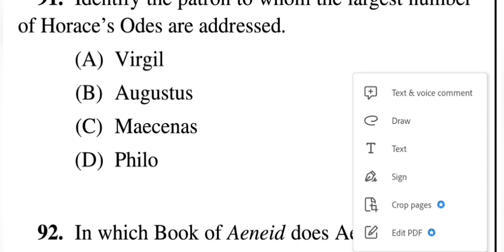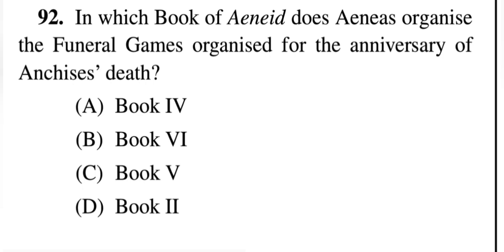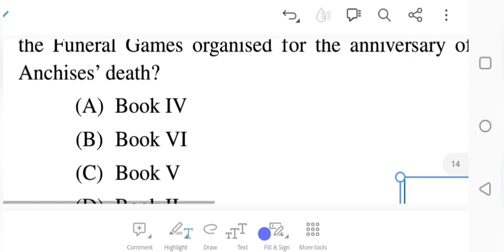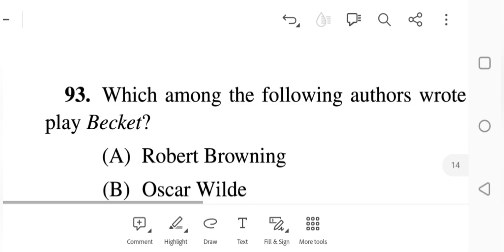Next, 92, it says, in which book of the Aeneid does Aeneas organize the funeral games for the anniversary of Anchises' death? Book 4, Book 6, Book 5, Book 2. The correct answer is number C, Book 5. Book 5, that is C.